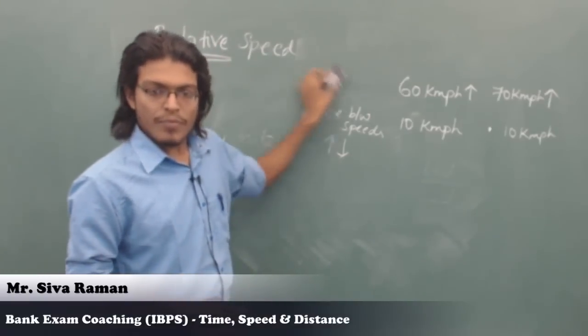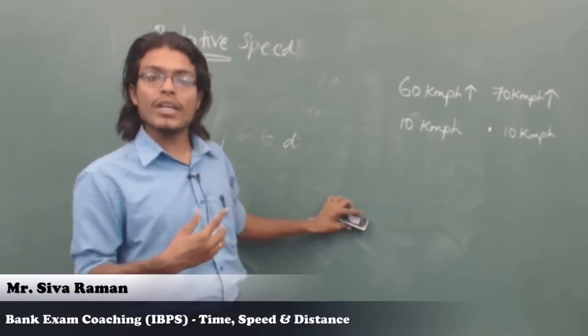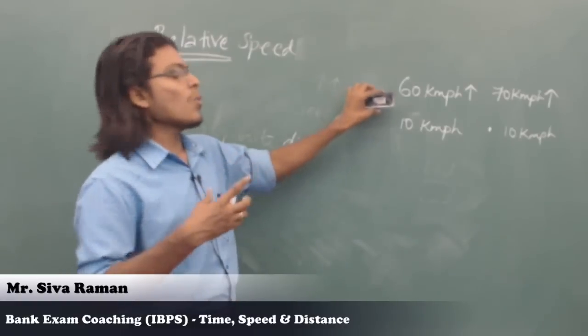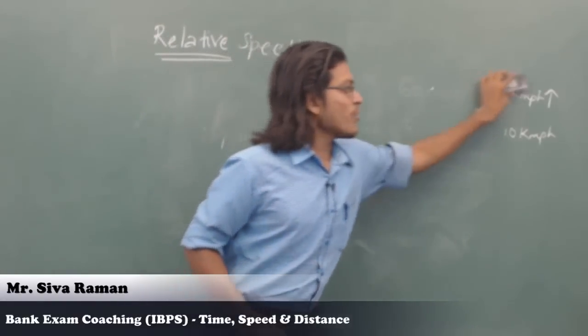We have a question. What if two objects are going and coming with the same distance, and then what will be the average speed? So we have this question.